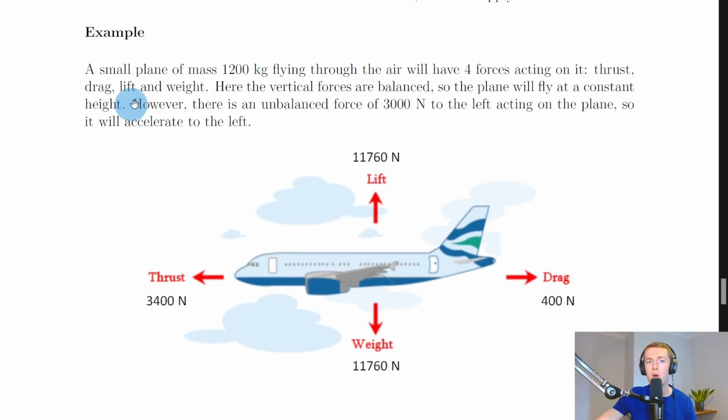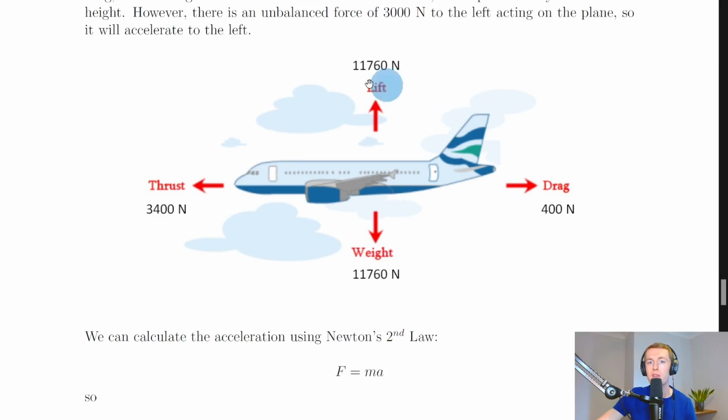So it says that a small plane of mass 1,200 kilograms flying through the air will have four forces acting on it: thrust, drag, lift and weight. Here the vertical forces are balanced, so the plane will fly at a constant height. However, there is an unbalanced force of 3,000 newtons to the left acting on the plane, so it will accelerate to the left. So looking at this free body diagram here, you'll see we have the four forces labelled and their values written there as well.